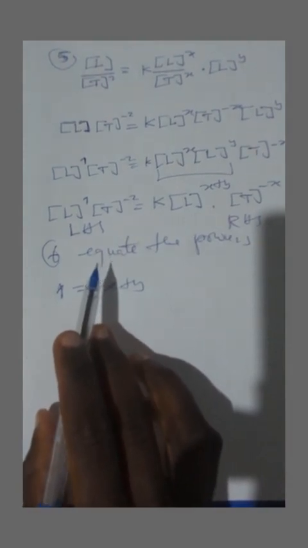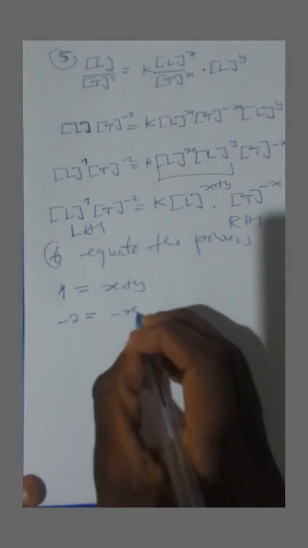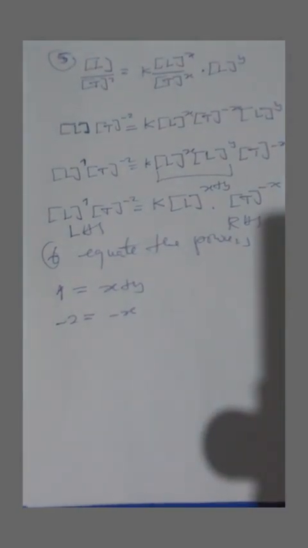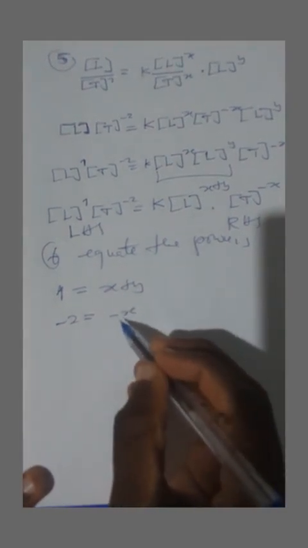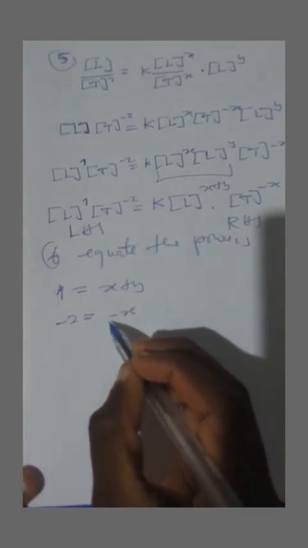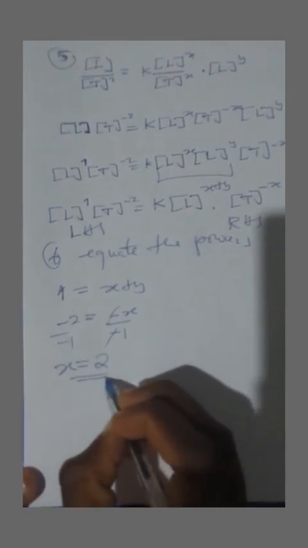Of t, we're going to say we have negative 2 here. So negative 2 will be equal to negative x. Then we can now find the value of x. Here we're going to divide by negative 1, and x will be positive 2.